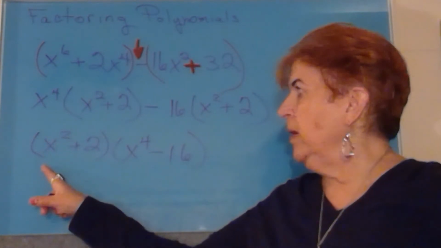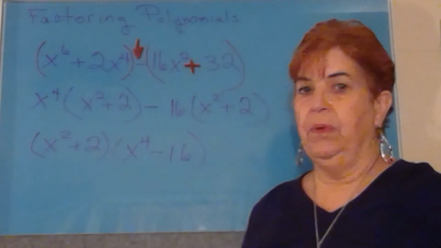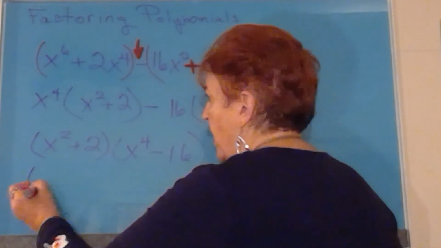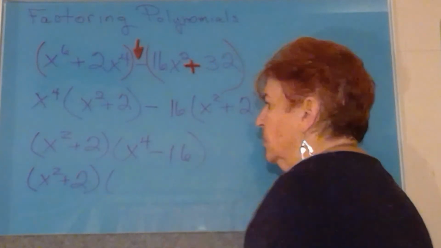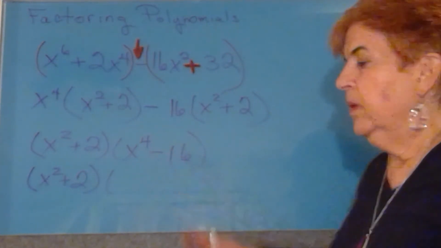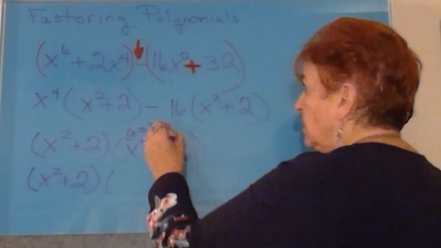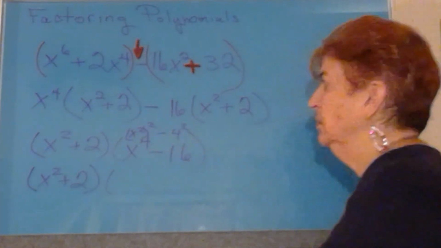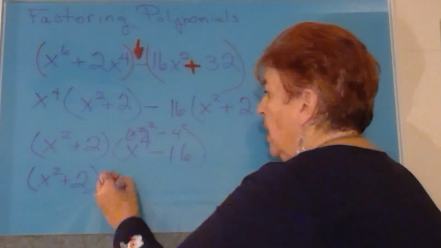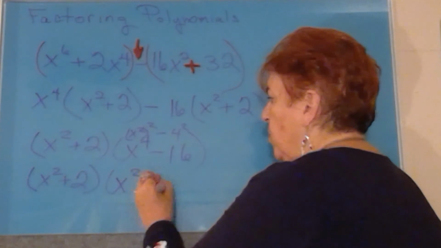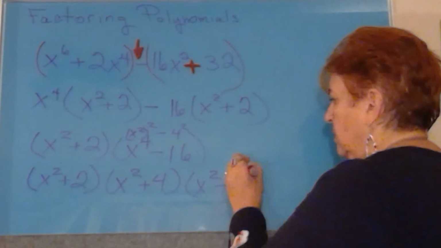Remember, when you have an x squared plus something, you can't factor it. Not with a real number. So that's going to stay x squared plus 2. This is the same as x squared squared minus 4 squared. So it's an a squared minus b squared. It factors into x squared plus 4 and x squared minus 4.